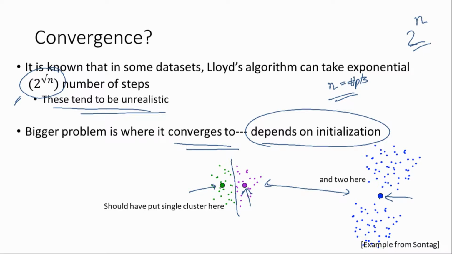So then what should we do? We need to initialize better. So here's the question then: can we initialize better? Is there a better strategy for initialization?